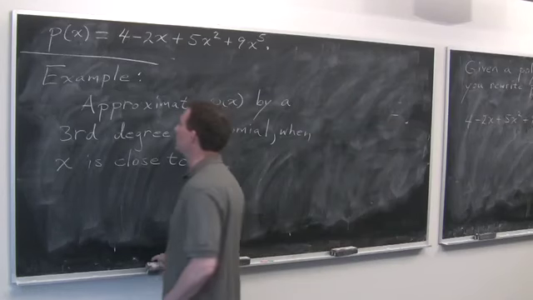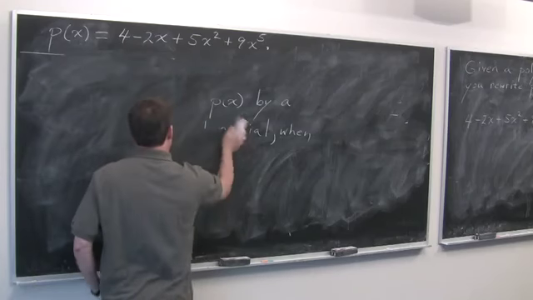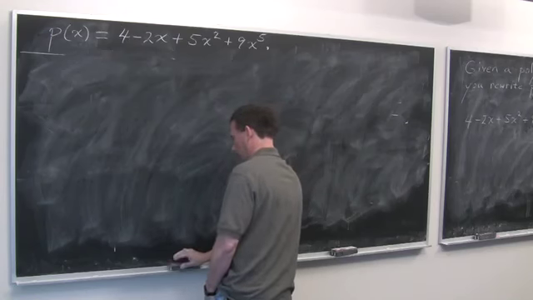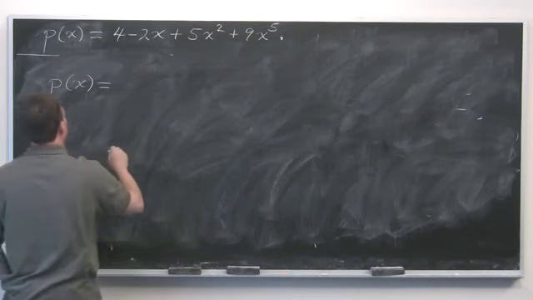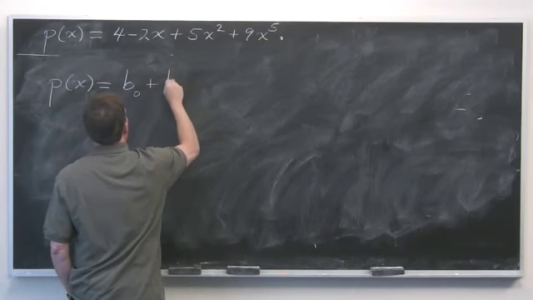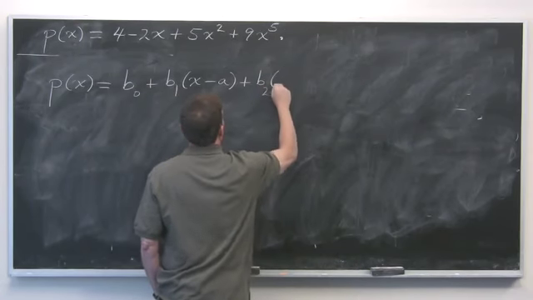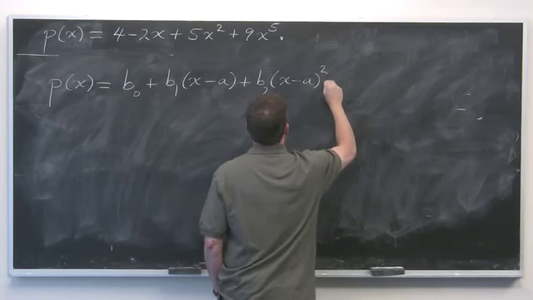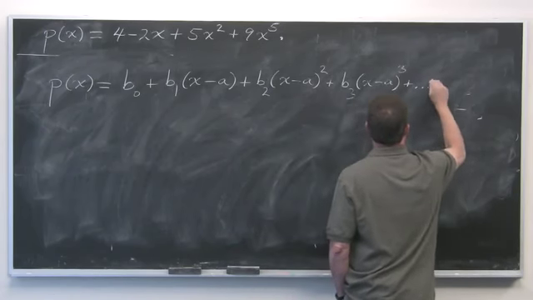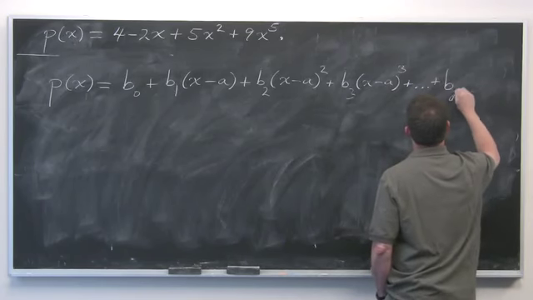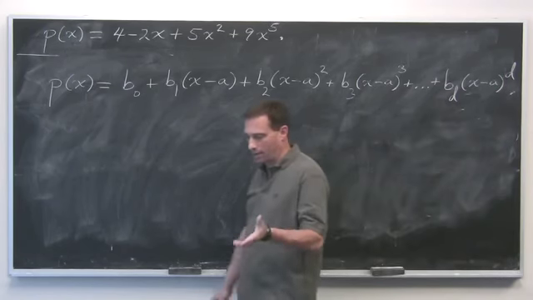I think it would be more clear what's happening. I'm going to erase my question. But I think it will be more clear what's happening if I do this just written out like this. So suppose I want p of x to equal some b0 plus b1 times, and I'm going to assume I'm centered at an arbitrary a, x minus a, plus b2 times x minus a squared plus b3 times x minus a cubed, and then some dots, plus b sub d times x minus a to the d. We can find b's that make this work.